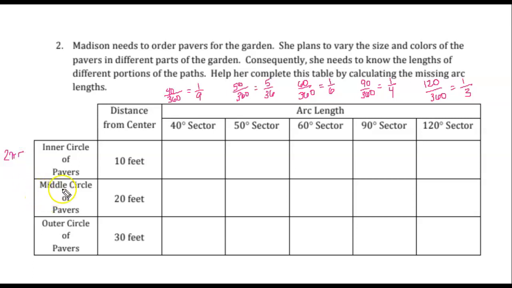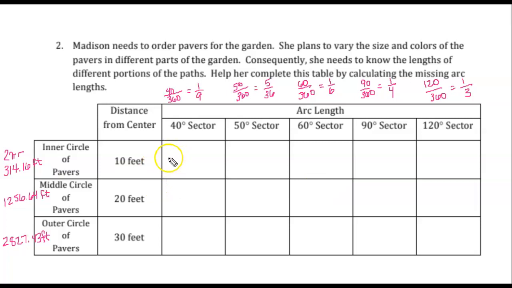So for the 10-foot circle, our circumference is going to be 314.16 feet. For the middle circle, it's going to be 1,256.64 feet. And for the outer circle, it's going to be 2,827.43 feet. With our total circumference and our ratios, it's just a matter of filling in our table. I'll do 40 and 50, and you can finish the rest.